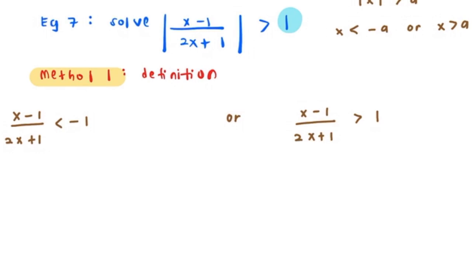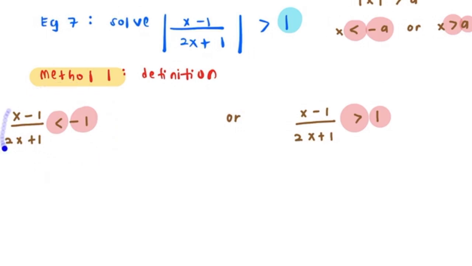Okay, make sure you follow the properties. This is less than negative value. This is more than positive value. So correctly using the properties, you have 1 mark here. So what's next? Focus on the first part first, which is this one.